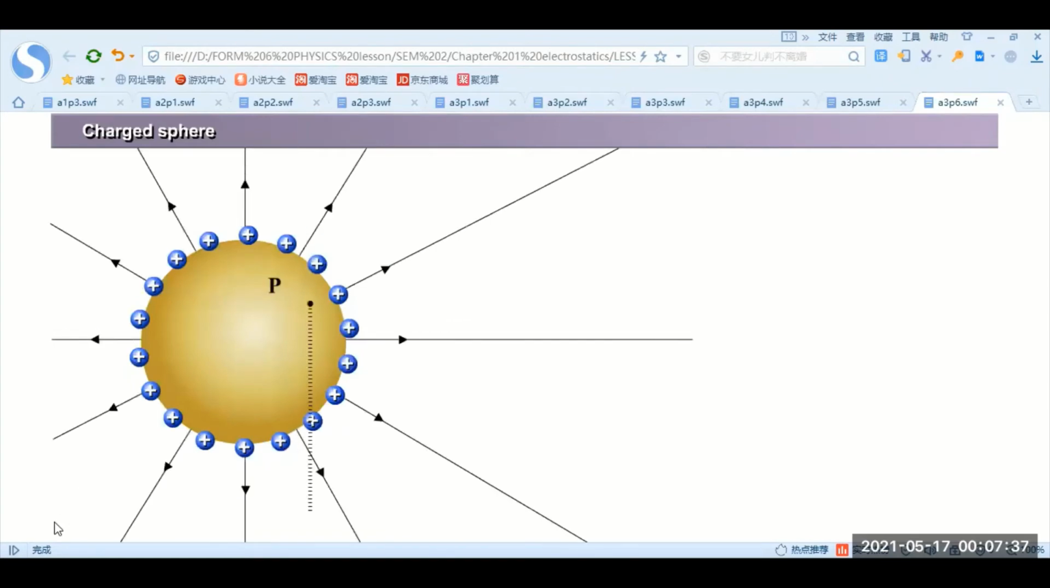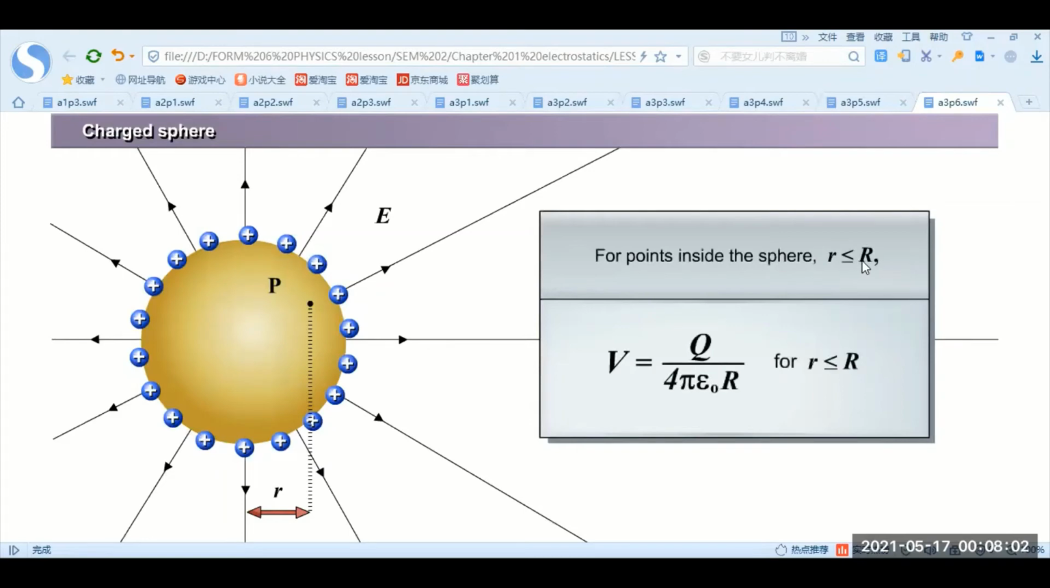Same thing. Electric field for a charged sphere. If the point is inside the sphere, what happened? Inside the sphere means that r is less than the radius of the sphere. So we use Q over 4 pi epsilon R. That means that inside it will always be constant, as strong as it is at the surface of the sphere, where we use the R.